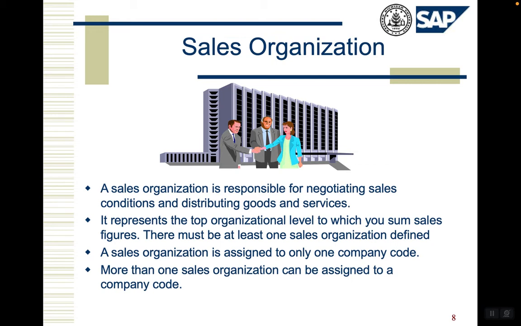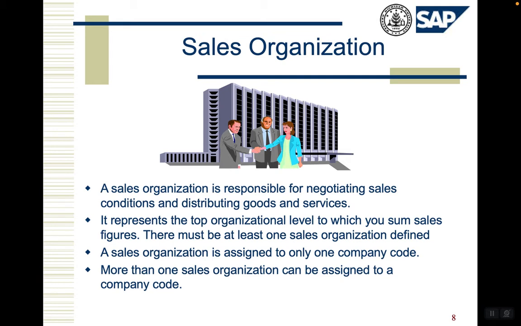Right? So when we're looking at the order to cash process, the first thing we look at is what we call the sales organization. All right, so a sales organization is responsible for negotiating sales and distributing goods and services. It is the top organizational level for sales. So when you set this up, you organize from the financial perspective. So all your sales numbers will roll up to your sales organization.